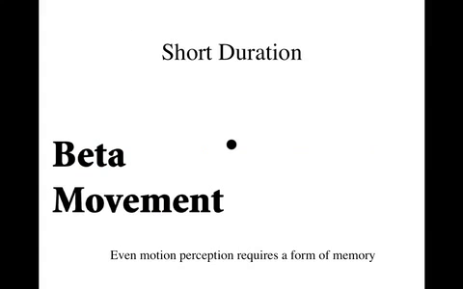But there's also short duration, and we saw beta movement, which it's not going to work right here, but when a little dot is moving across the screen, this requires memory, because knowing that the dot is moving from left to right requires that at each new location, you have to have encoded that this thing had a location a moment ago that was to the left, and now it's moving from left to right. So even something as simple as motion perception requires some form of memory.